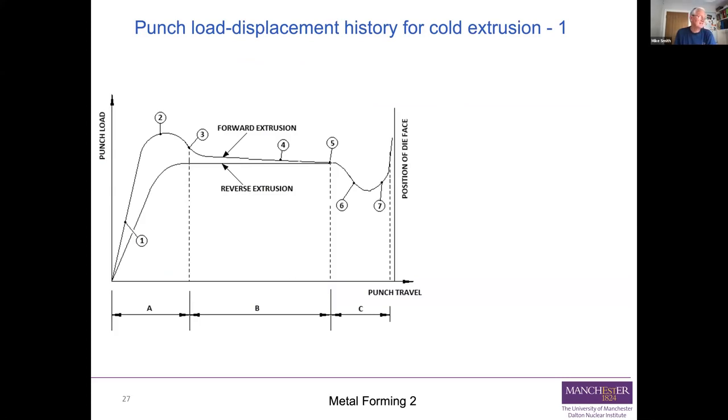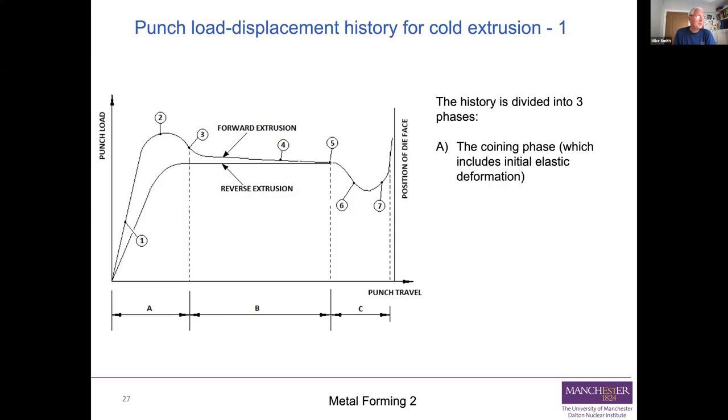And right on the right-hand side, if it keeps on going at the end of what we call zone C, it will hit the die. So you can see there are three zones there. We call them A, B, and C, or phases. A we call the coining phase, where you're setting it up to get it going. And that includes any elastic deformation of both the billet and the forming machinery that you get. B is the steady state phase, where most of the action is taking place. You're creating your extrude. And C is the final non-steady state phase, where things start to happen close to the die, and where eventually you'll have to stop. So we've got coining, steady state, and non-steady state.